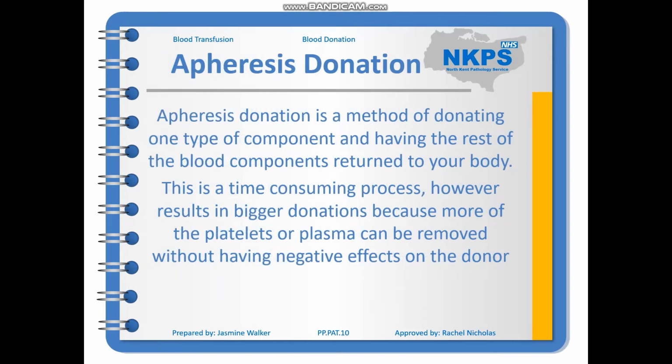Apheresis donation, however, is a method of donating one type of component and having the rest of the blood components returned to your body. This is a time-consuming process, but results in bigger donations because more of the platelets or plasma can be removed without having negative effects on the donor, because we're returning the red blood cells to the patient's body.